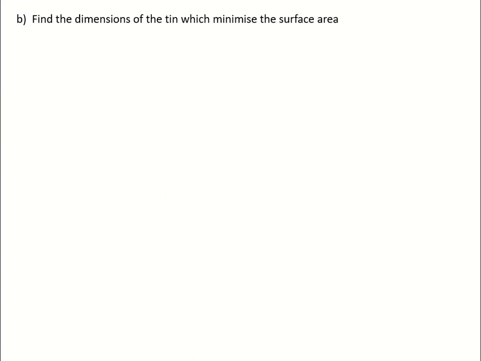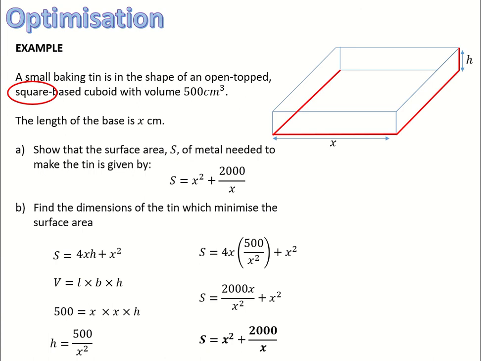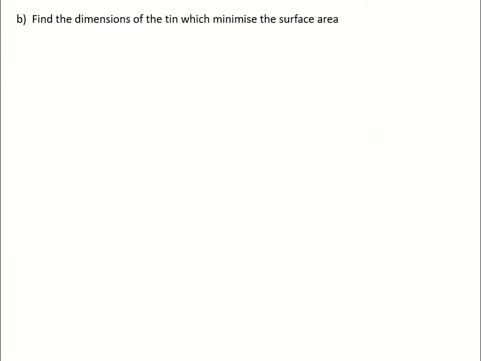So, find the dimensions of the tin which minimize the surface area. Don't worry too much about that, but the point is we're going to try and find the minimum value in our interval. We don't actually have an interval in this case, so we don't need to worry about that too much. But what we're going to do first of all is take this and differentiate it.